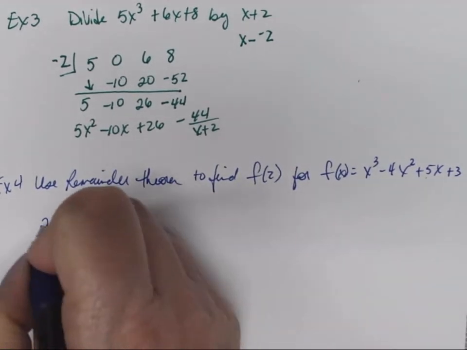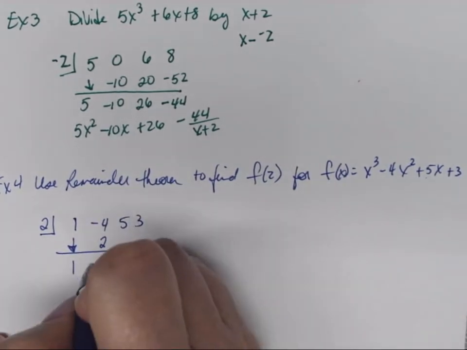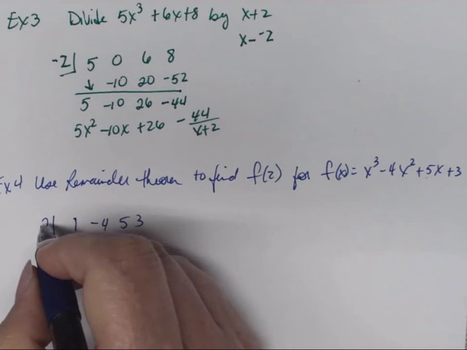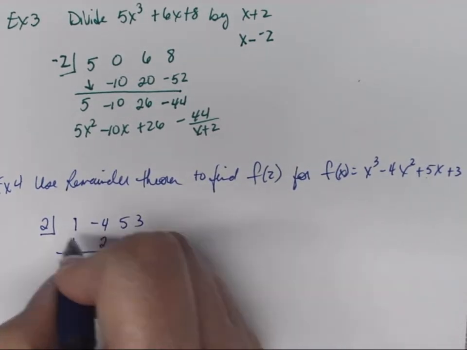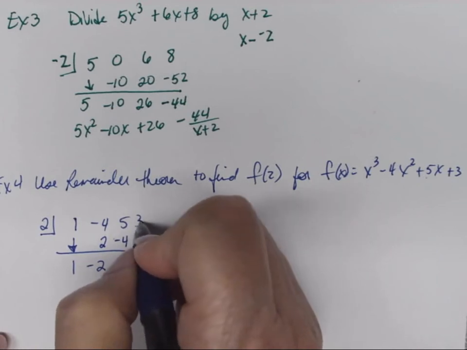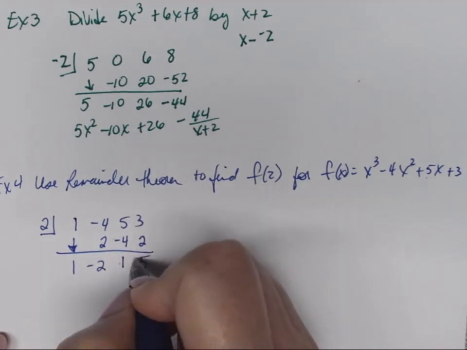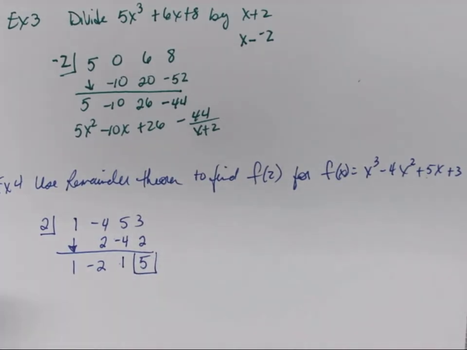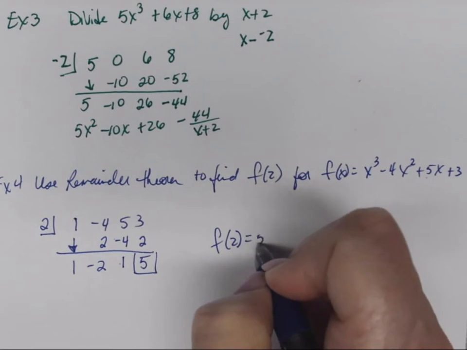So that'll bring down 1 times 2 is 2. -4 plus 2, or 2 minus 4, -2 times 2 gets us -4. 5 minus 4 is 1. 1 times 2 is 2. 3 plus 2 will get us 5. This is the answer you're looking for with the remainder theorem. You're only looking for the remainder. So f at 2 equals 5.